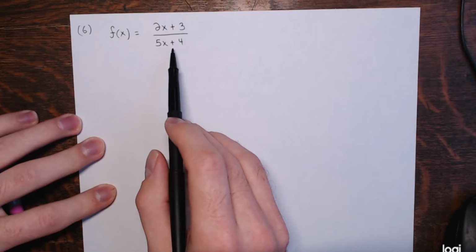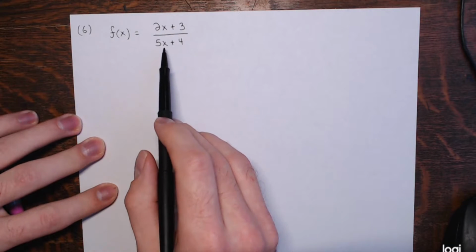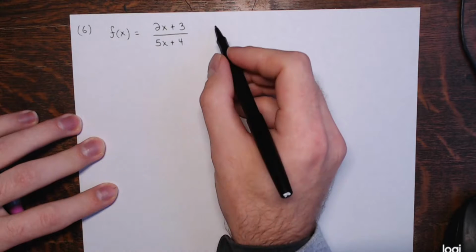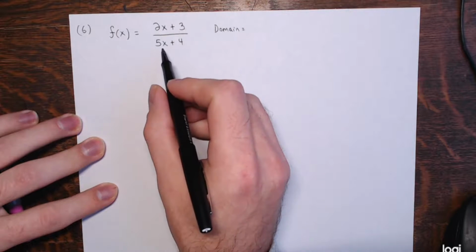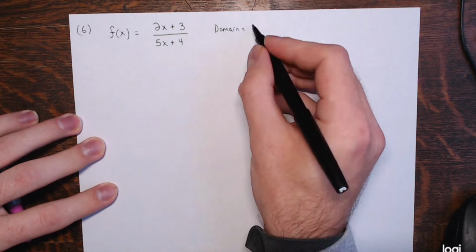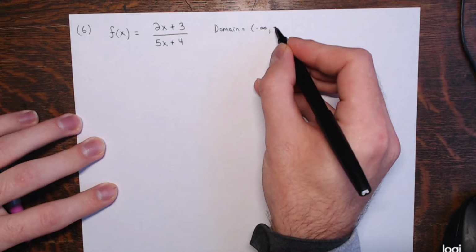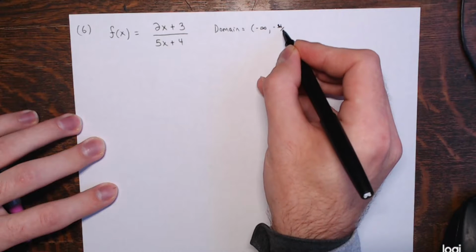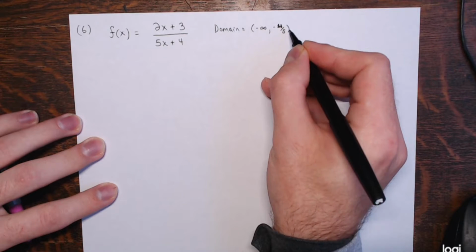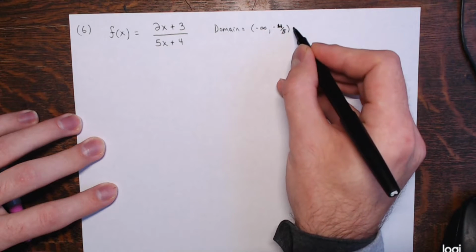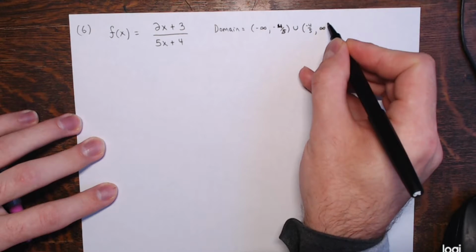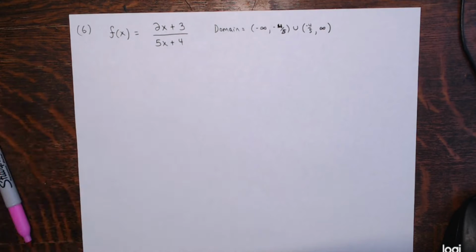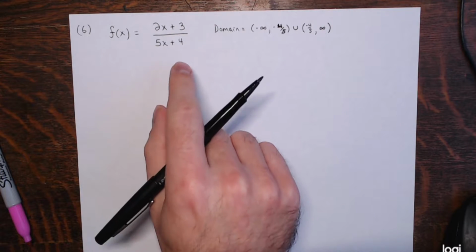Okay, so for this function here, the domain, I can tell you right now, is every number except negative 4/5. So that's from negative infinity up to negative 4/5, not including negative 4/5, and then union, from negative 4/5 to positive infinity. And that's all I can really tell you right now without trying to make a graph.